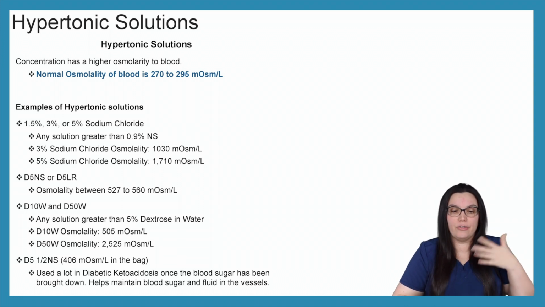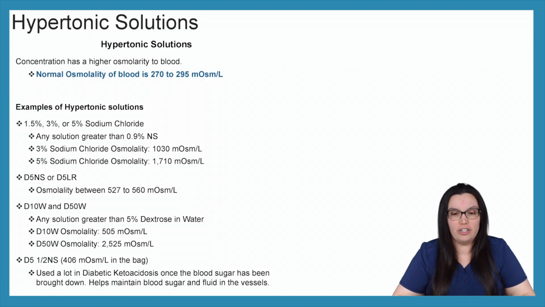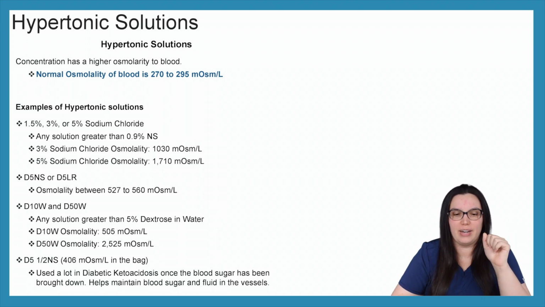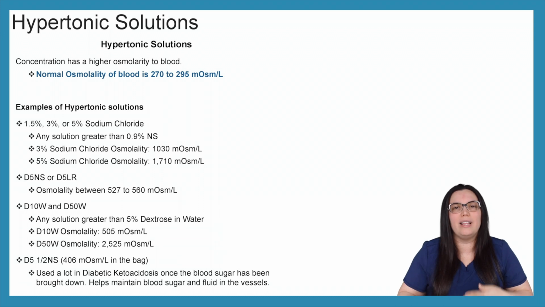So here we have another situation. So it's used a lot with our diabetic ketoacidosis patients. Once that blood sugar has been brought down, usually in the 250 range, we'll shove on this D5.5 normal saline because it really helps maintain blood sugars as well as maintain fluid that's in our vessels.